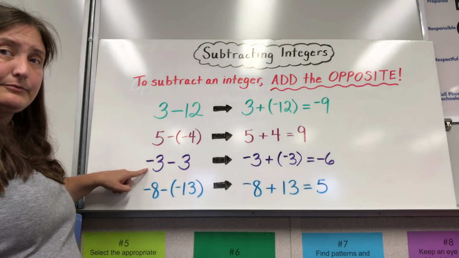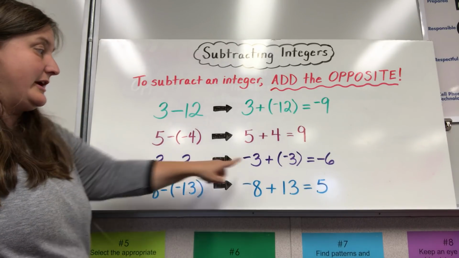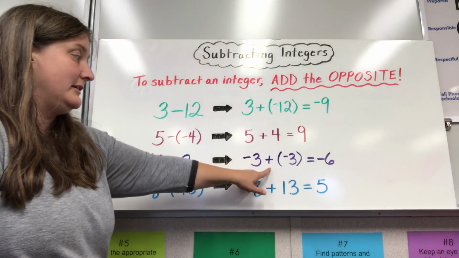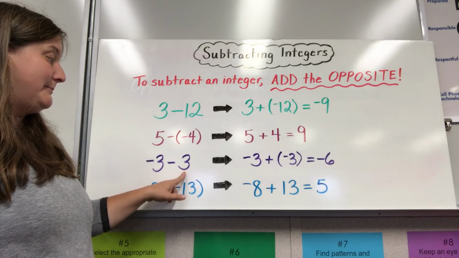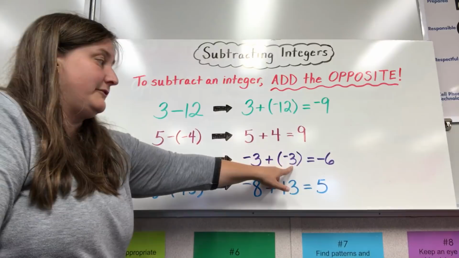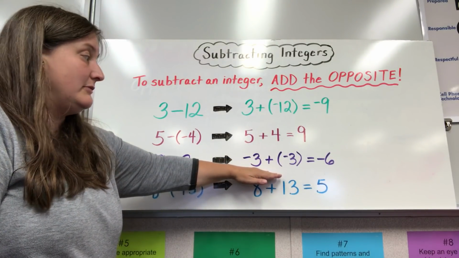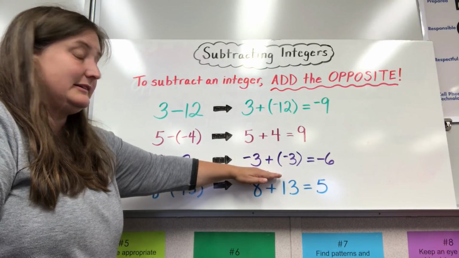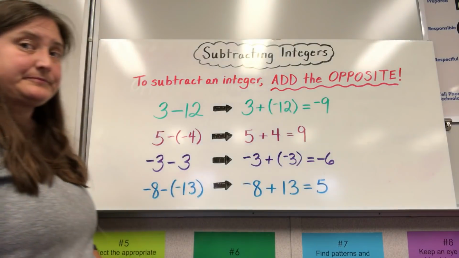Here I have negative 3 minus 3. The first integer stays the same. So the negative 3 carries over. My subtraction sign becomes an addition sign, and that second number becomes its opposite. I'm adding the opposite. So 3 becomes negative 3. Now I'm following my addition rules. Here I'm adding two negatives, so I add the absolute values of them. 3 and 3 is 6, and since they're negative, that negative carries over to my answer.